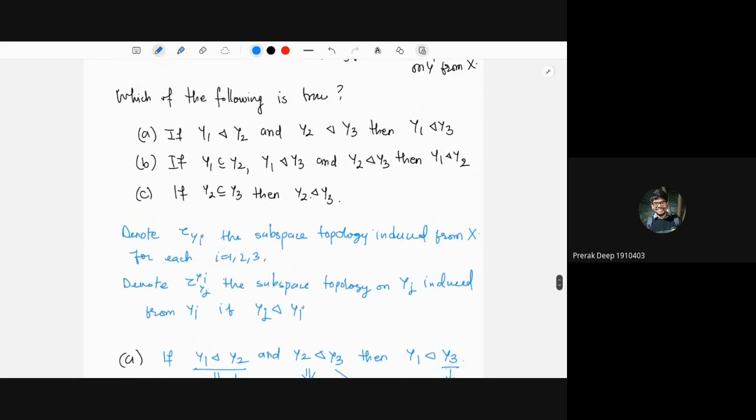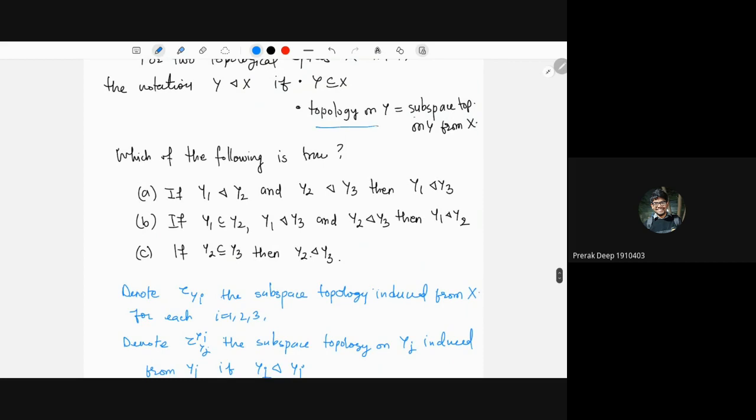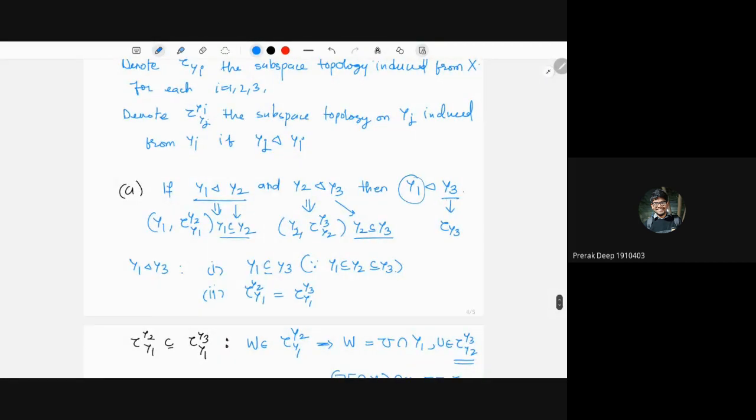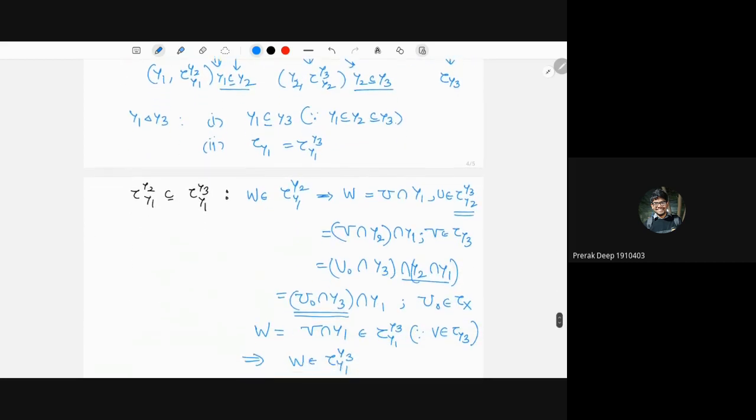This relation says that the topology on Y is equal to the topology induced on Y. So the topology on Y that we need to consider is not coming from this; it should be the subspace topology that it already has, that means tau Y1. We need to compare not these two topologies, but the topology it already has, which is tau Y1, and the topology induced from Y3. Okay, now it makes sense, right?